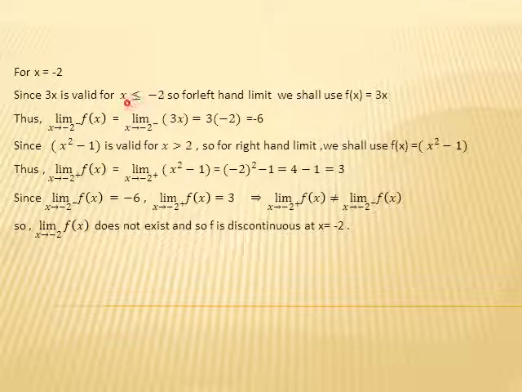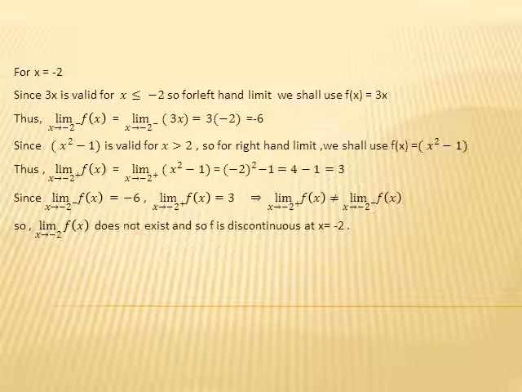This one will approach from the left hand side, and this one will approach from the right hand side. Okay, so for the right hand limit we shall use this function, and the answer is 3. The left hand limit is 3 and the right hand limit is this, but you can see that it is not equal. So the left hand limit and right hand limit are not equal, and we can say that the function is discontinuous at x equal to minus 2.